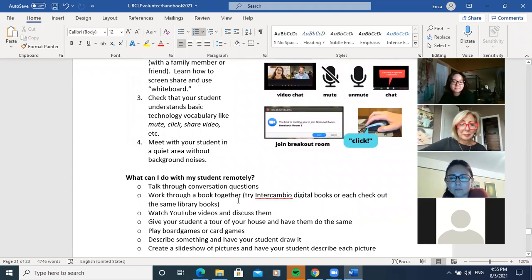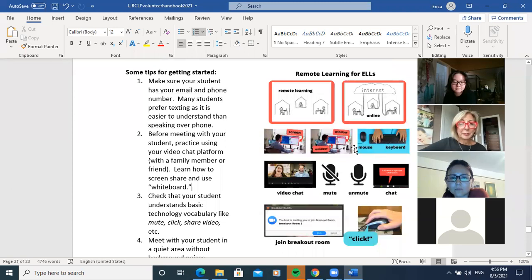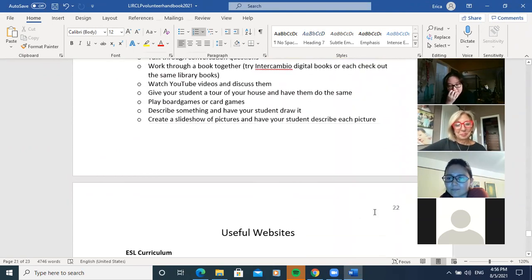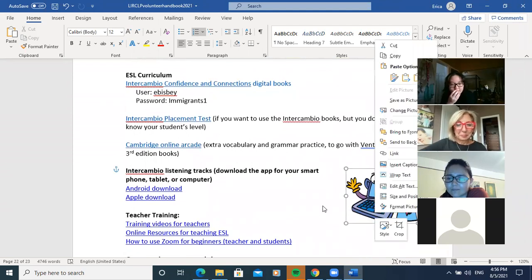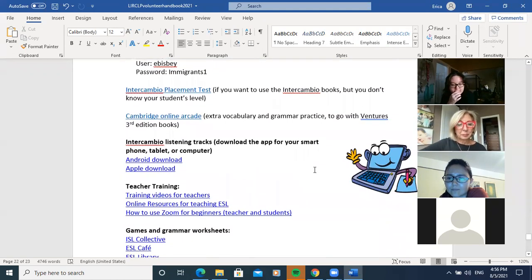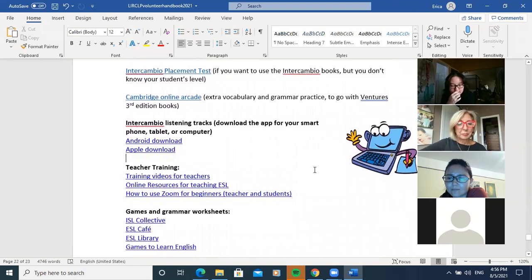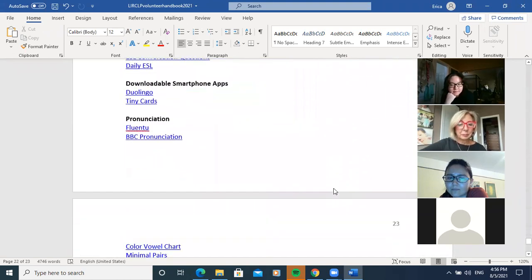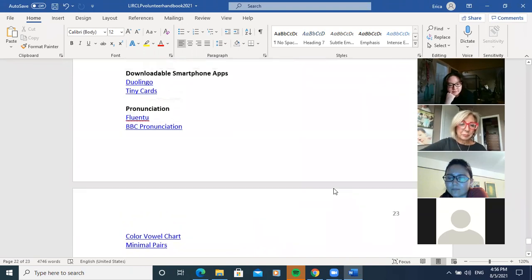Some ideas of what you can do if you're teaching remotely. I also made this little vocab visual thing, which is nice to share with your student. You might need to say, you're on mute, you need to unmute, or look at a different window on your screen and click on something. And then these are useful websites. Remote people and in-person people can use these. I'll go through all of them, just so you know they're here. There's a lot of stuff here.